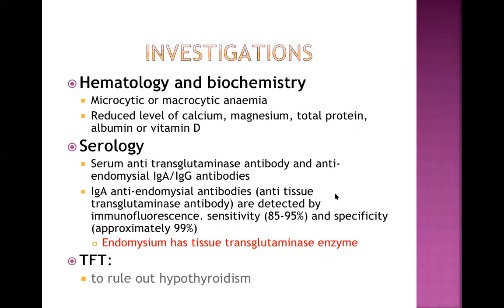Okay, IgA anti-endomysial antibody is an important point. Now you may be wondering why transglutaminase antibody is also known as anti-endomysial antibody, and the reason is this endomysium has tissue transglutaminase enzyme. Strictly speaking, the endomysium is one of the coverings of the muscle, but this endomysium has tissue transglutaminase enzyme. That's why these terms are used interchangeably, anti-endomysial and anti-transglutaminase. Now, thyroid function tests can be done to rule out hypothyroidism, because many autoimmune diseases of the thyroid can occur. Even Graves' disease can be seen in this condition. These are just the associations.